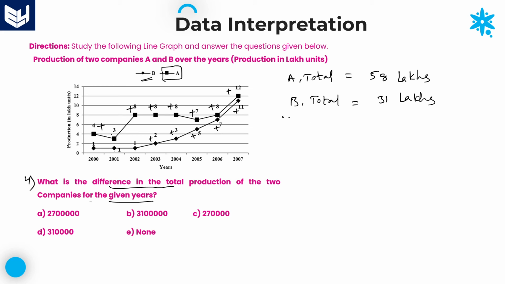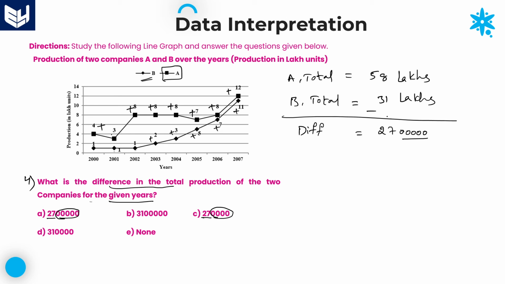Now you just calculate the difference between the total production of company A and the total production of company B, which is equal to 58 minus 31. That is 27 lakhs. 27 lakhs in the sense you need to write 5 zeros at the end of 27. Here you are having two options with 27. This is 27 followed by 4 zeros, and it is 27 followed by 5 zeros. You have to write 5 zeros at the end of 27.